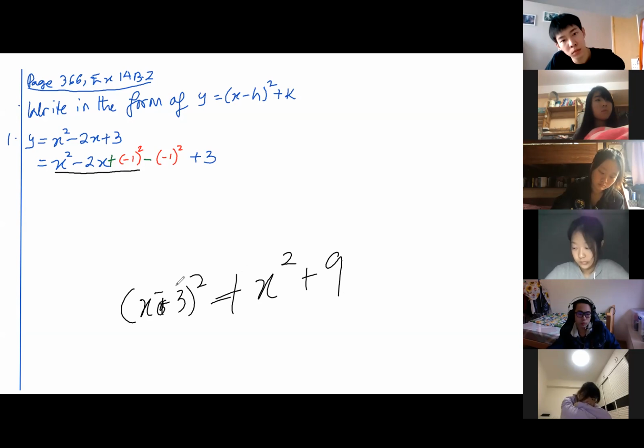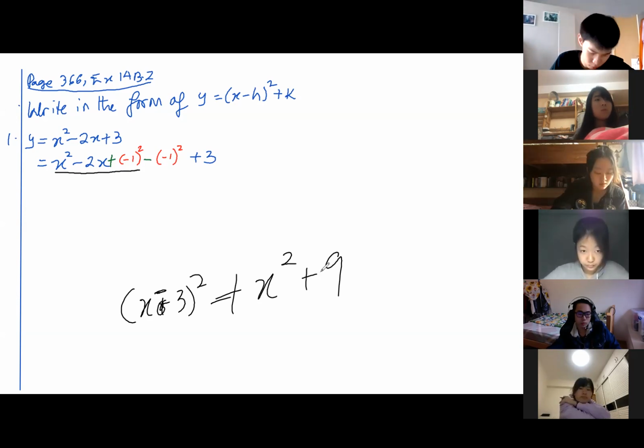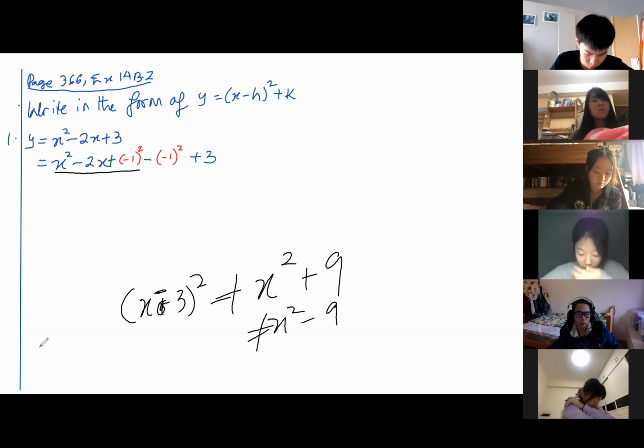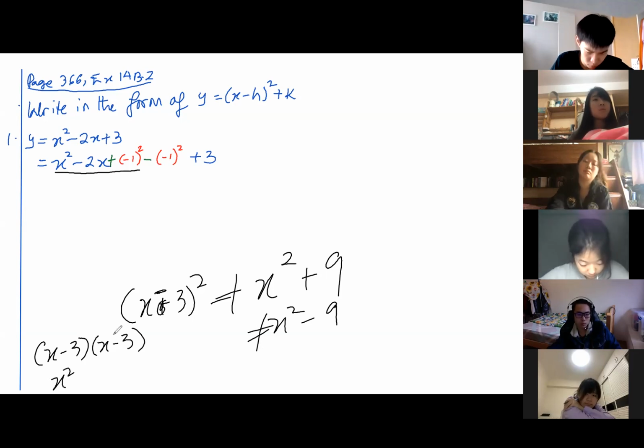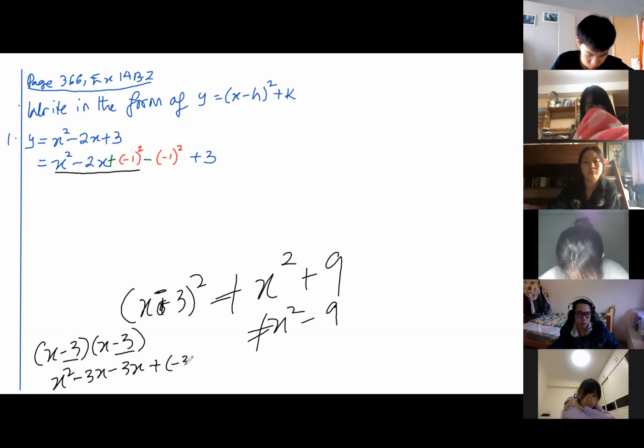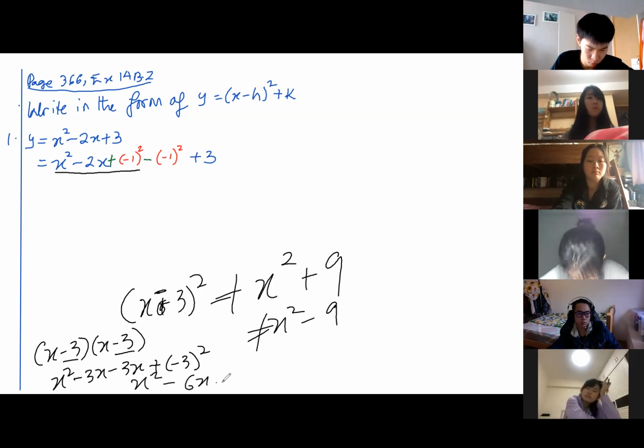Or maybe I change this to minus. It's not going to give you x squared plus 9, it's not going to be x squared minus 9. No. Rather, it's going to be x minus 3 times x minus 3, right? And that's going to be x squared minus 3x minus 3x. Then minus 3 times minus 3 is minus 3 squared. Okay? So basically, it's x squared minus 6x, and we are adding minus 3 squared.